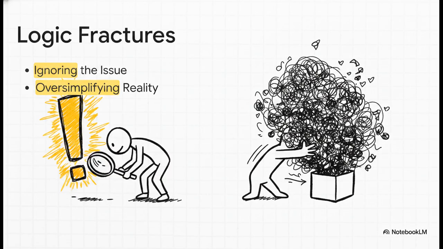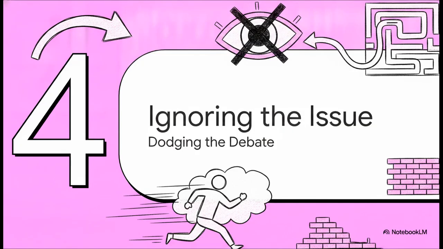But here's where things get really interesting. Writers make errors in their reasoning all the time, sometimes accidentally and sometimes entirely on purpose. We call these fallacies. And we can map these logic fractures cleanly into two distinct and honestly quite dangerous categories: arguments that completely ignore the issue and arguments that oversimplify reality. Which brings us to number 4, fallacies, ignoring the issue.